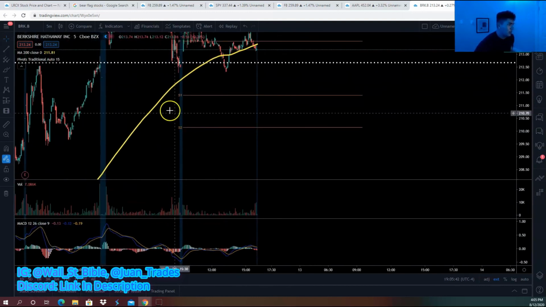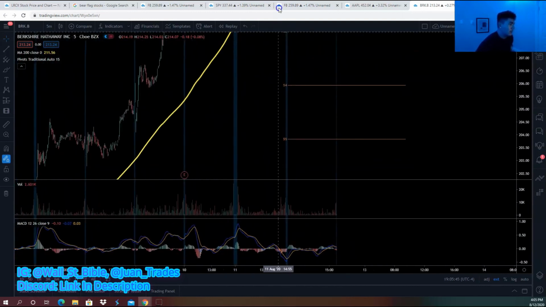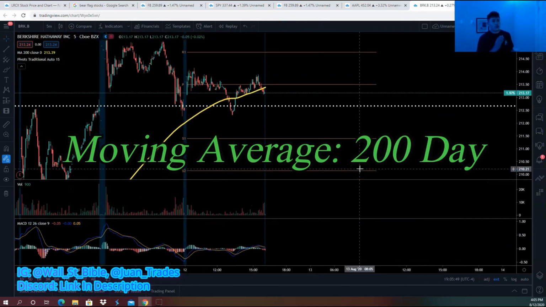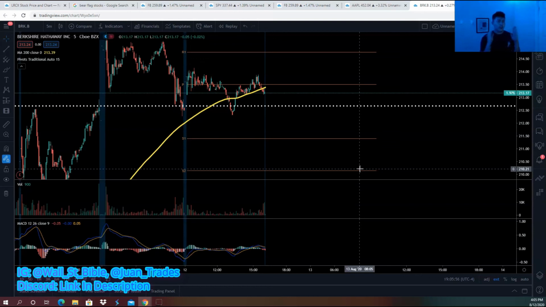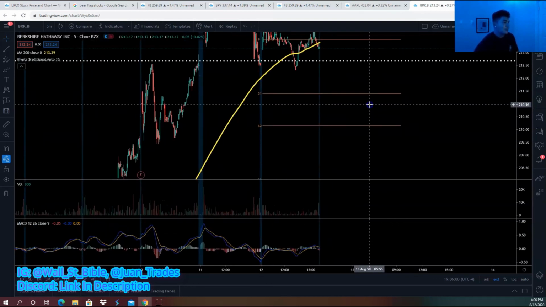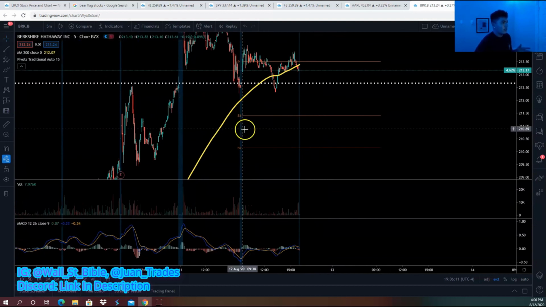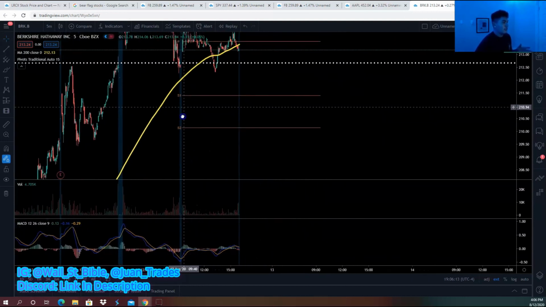Next we have this yellow line right here. It's just a big yellow line, so you guys are probably like, what even is that? This is a 200-day moving average. What does that mean? That's the average price over a 200-day period for that stock. It's important because the 200-day moving average is a key indicator to big financial institutions of when it's time to buy. So I want you to use this as support and resistance, depending on where it is.